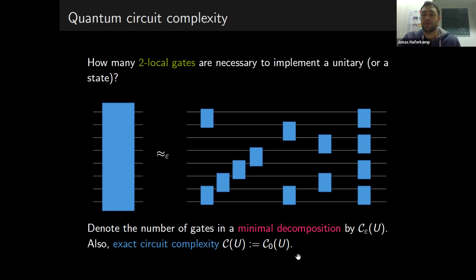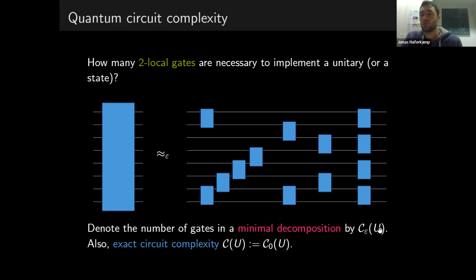So of course there are various different notions of quantum circuit complexity, all depending on what we mean by implementation. For example, a very traditional or old notion is that of exact circuit complexity. You could also call it the synthesis complexity of a unitary, where you actually require the unitary to be exactly implemented, and then you minimize over the number of gates that realize this.